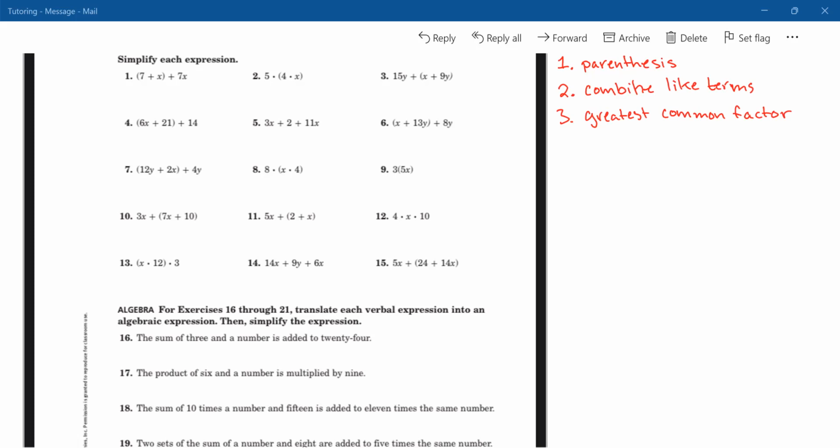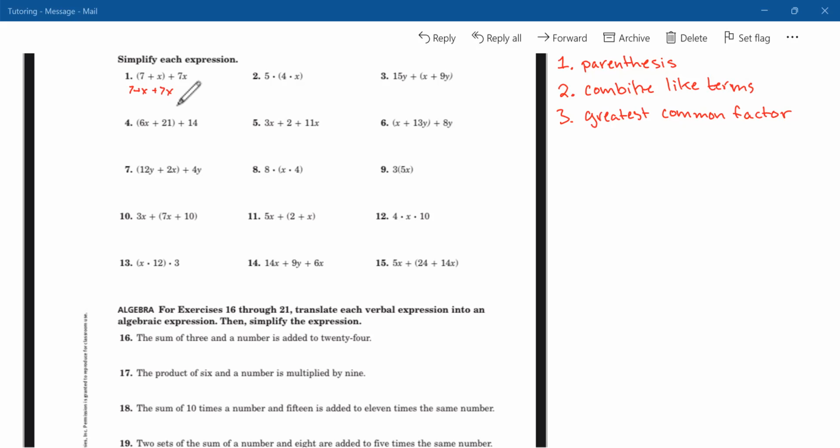So let's try to solve number 1 using this step process. We see that we have parentheses, and inside them we have 7 plus x. Because nothing is being multiplied to the parentheses, and we do not have to distribute anything, we can remove them, so that our new expression will look like 7 plus x plus 7x. Now we look for like terms.